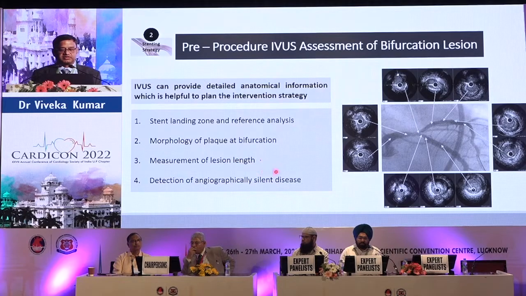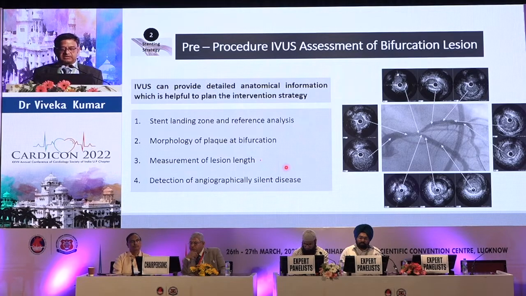The morphology of plaque at the bifurcation is important. So if plaque burden is not much, more often than not, we need to not touch that. Measurement of the lesion length also is important. So in the bifurcation area, even with this single stent strategy, if you have not covered the whole plaque, the risk of edge restenosis and all is very high. So we need to be really careful about that.